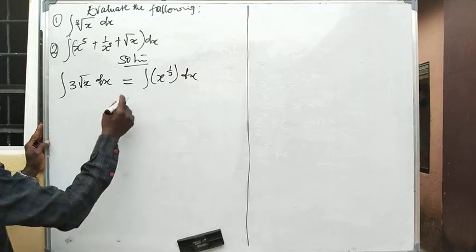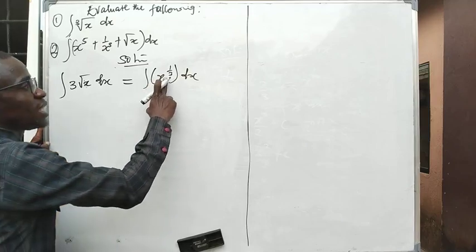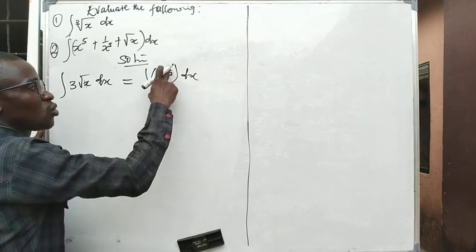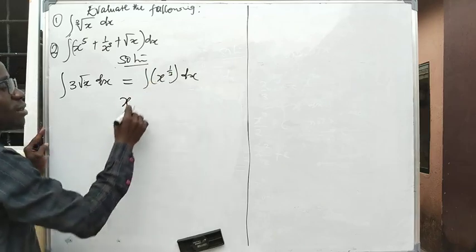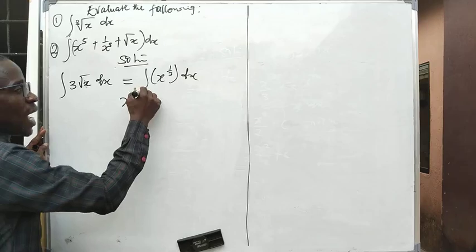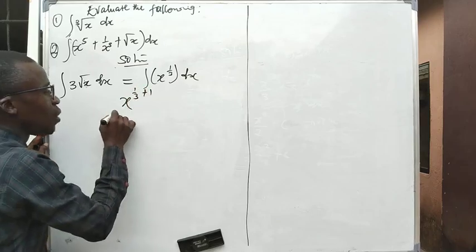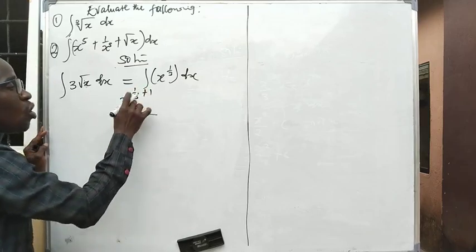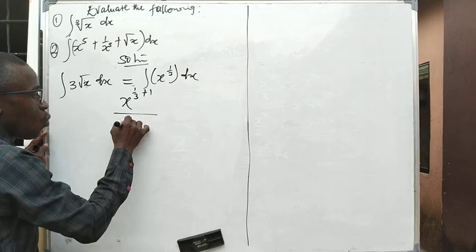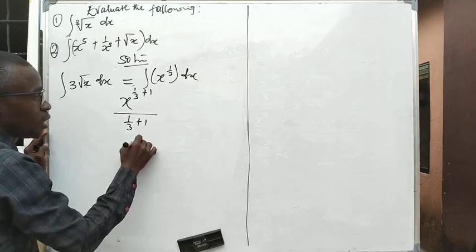It is getting clearer. How do we do this now? You are now integrating with respect to this. So the power of x now is 1 over 3, which means it will now be x raised to power 1 over 3. Remember, as we integrate, we add 1 to the power. Then we divide all through by the power itself. And the whole of the power is 1 over 3 plus 1.